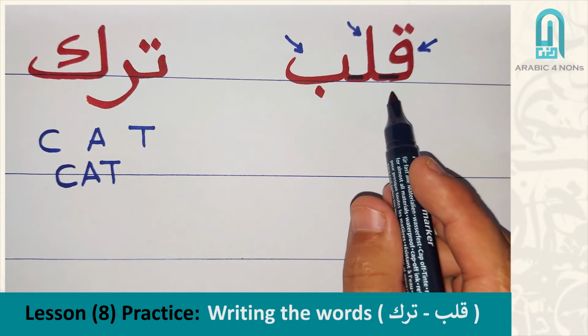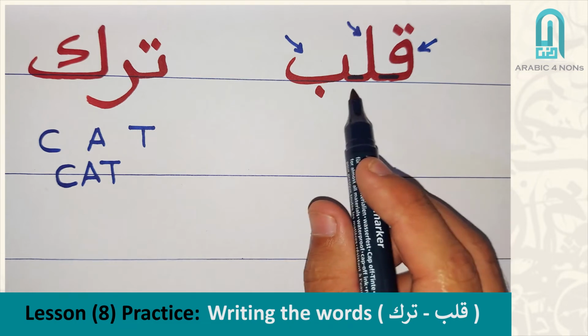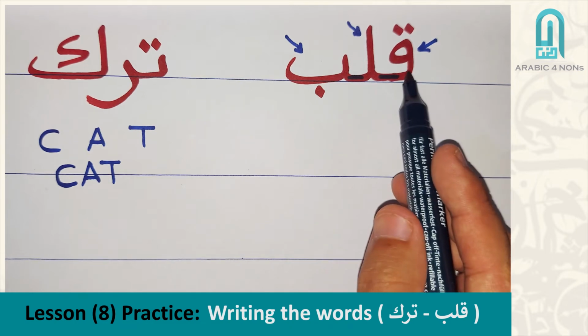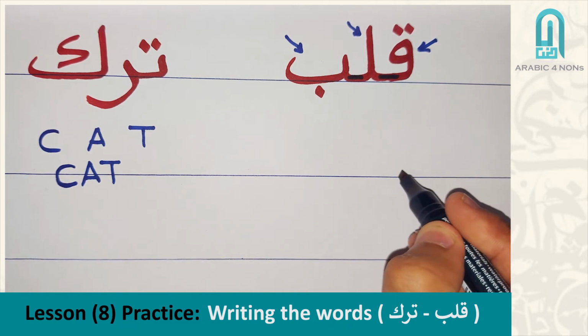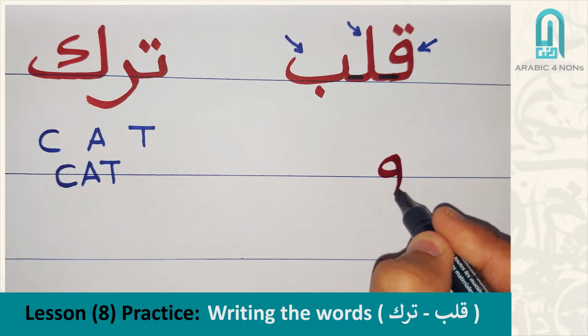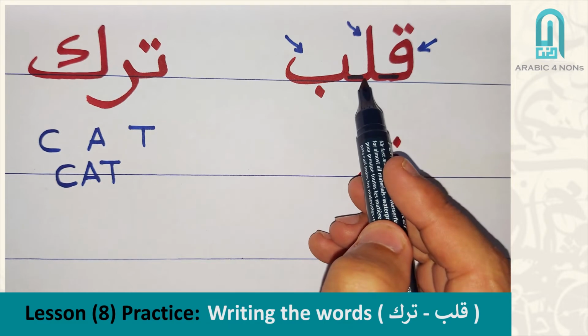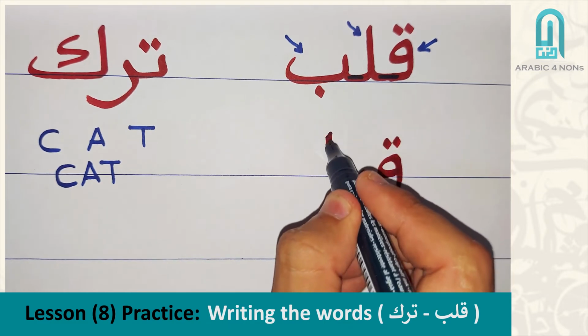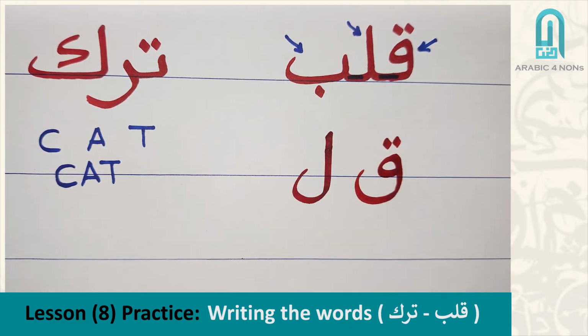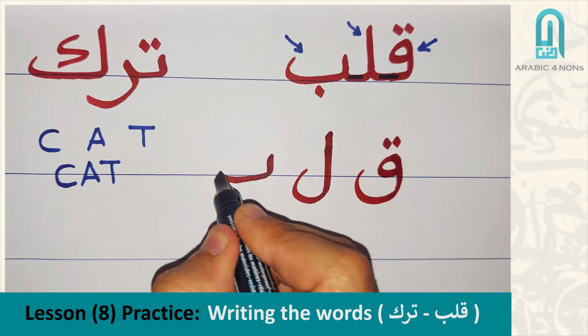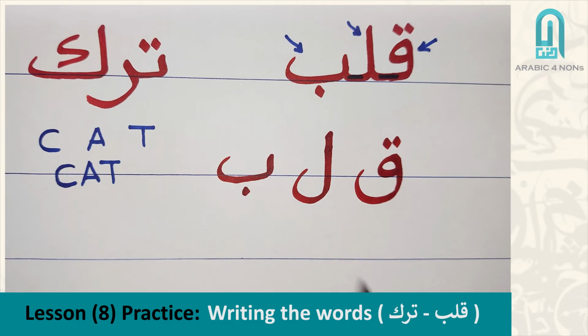So let me analyze the components of this word. The first letter is letter Qa. We write it like this, as we studied before. The second one is letter La. We write it like this. And the last one is letter Ba. These are the three letters of this word.